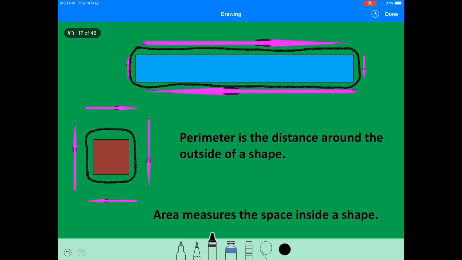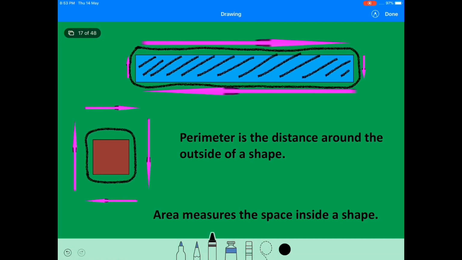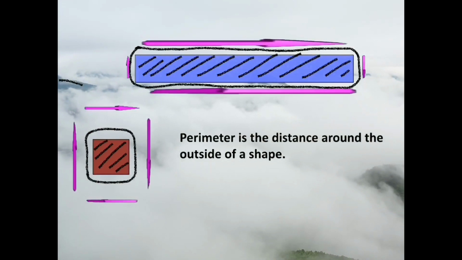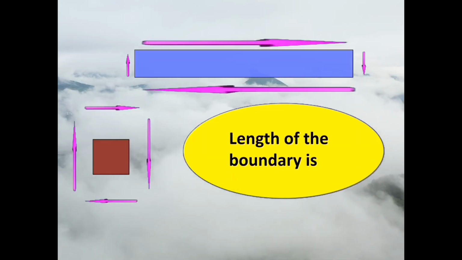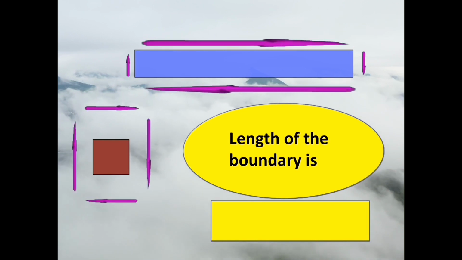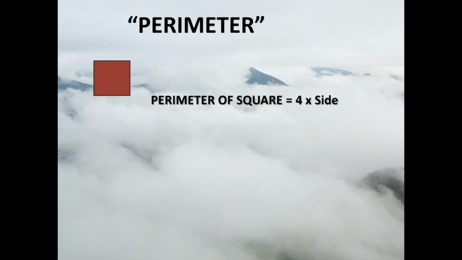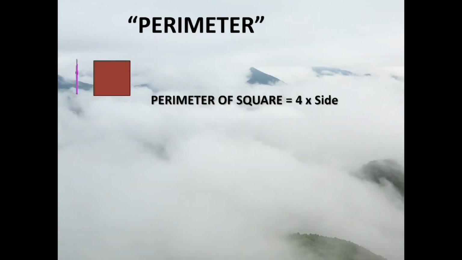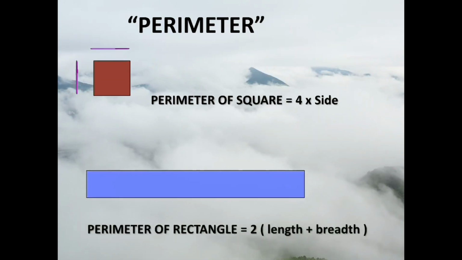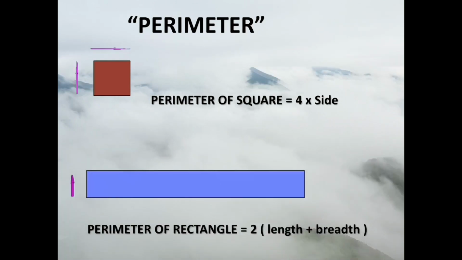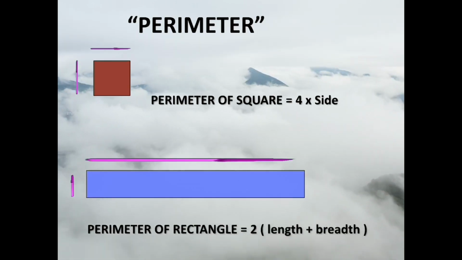But the area measures the space inside a shape. See the area of the rectangle, the area of the square. We can say that the length of the boundary is the perimeter. Perimeter of a square is equal to 4 into side. Perimeter of a rectangle is equal to 2 into (length plus breadth).